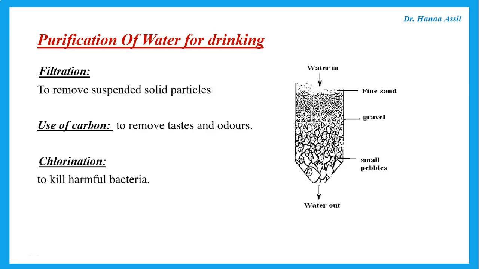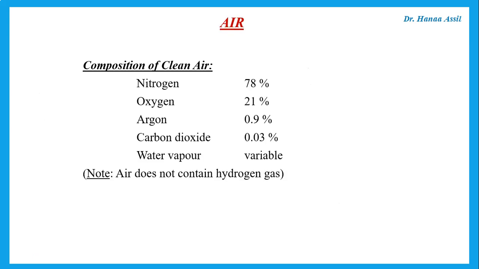How do we purify water for drinking? We do filtration to remove what? To remove suspended solid particles or insoluble solids. We could also add carbon, and this is used to remove any tastes or odors. And we also have to add a small amount of chlorine, so this is chlorination, to kill harmful bacteria.